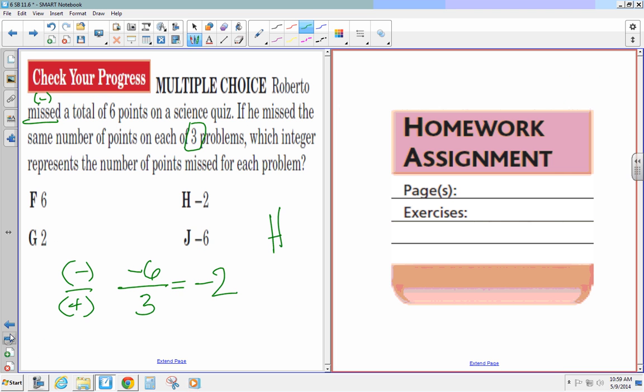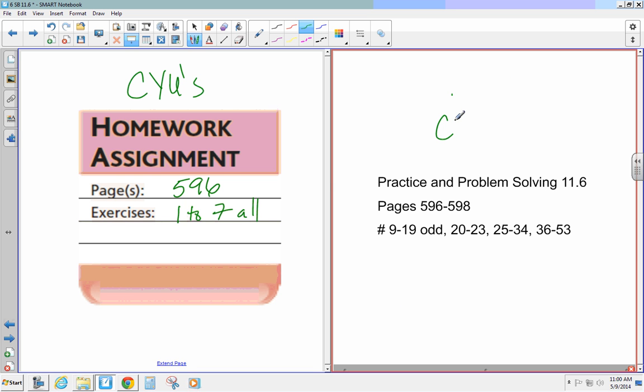All right. So please do not forget that you need to do the CYUs, or try the CYUs, on page 596. It's problems 1 to 7, all. You need to try those. In class, we'll get into this some more. All right, good luck.